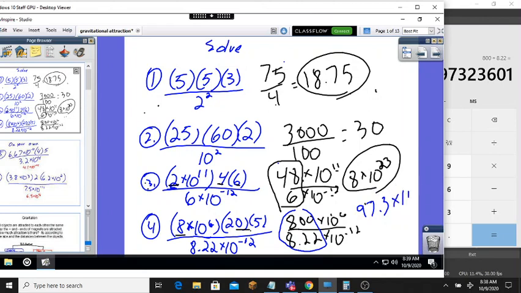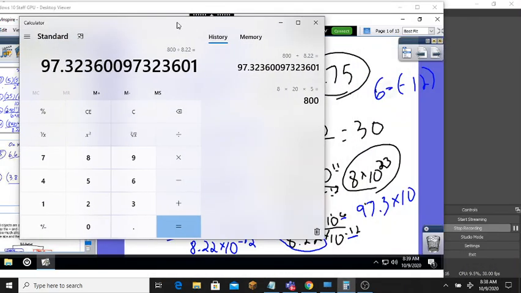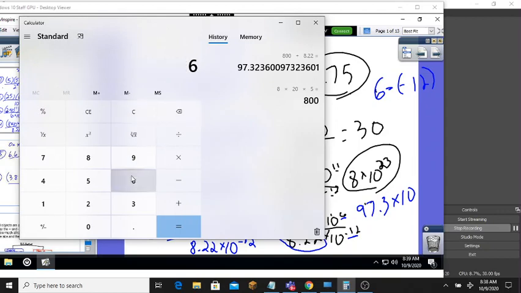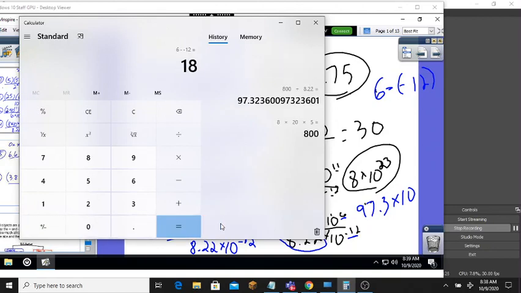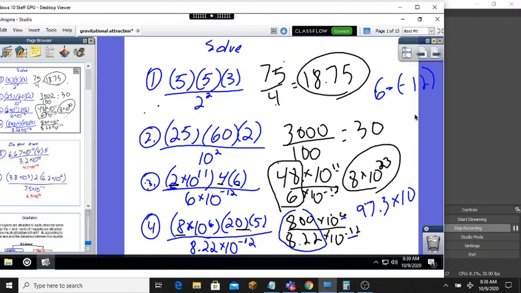Times 10 to the, so here the exponent 6 and a negative 12. So this is actually 6 minus negative 12, right? So when you divide, you're supposed to kind of do that. And when you minus a negative, it actually becomes a positive, or you can just answer it in exactly the way you see it in the calculator. So if we do 6 minus negative 12, see, it adds them up, right? 18. Now remember here, the decimal is in the wrong spot.